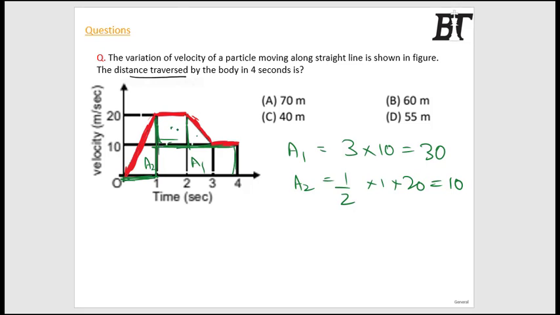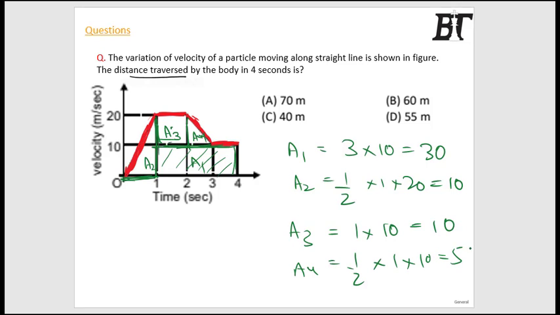Next A3 I will take as area of this rectangle A3. This would be equal to base 1 or length 1 into height 10, that is 10 once again. And lastly this area A4, half into iska base 1 into height 10, that is 5. Now the total area would be the sum of all these areas, A1 plus A2 plus A3 plus A4, and that would be equal to 55 meters.